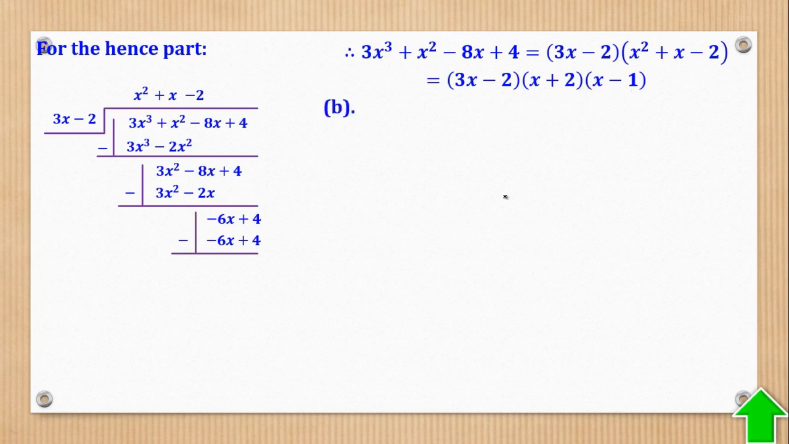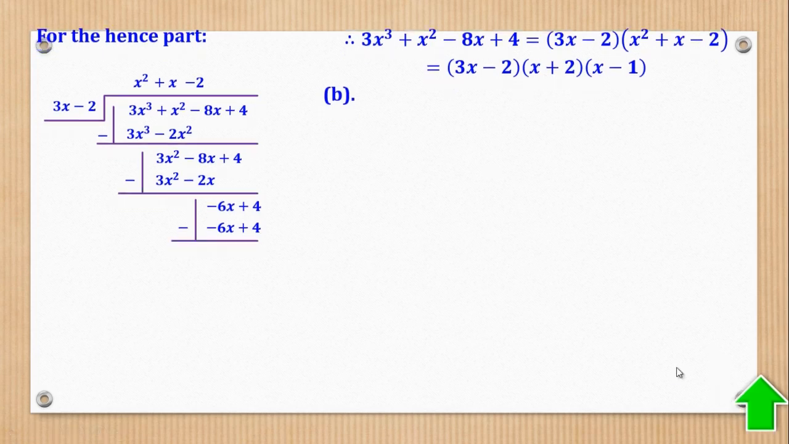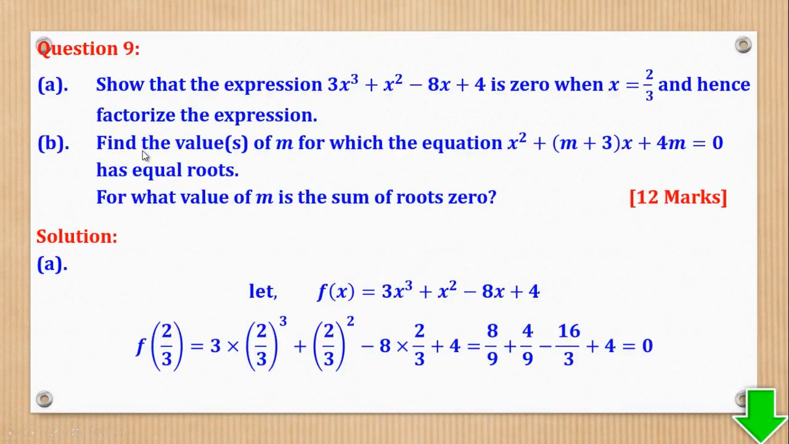Then for part B, they said find the values of m for which the equation this has equal roots, and then for what value of m is the sum of roots equal to 0.